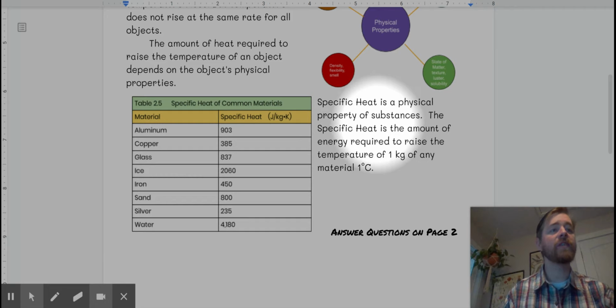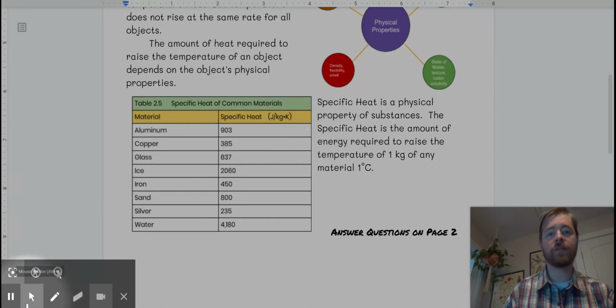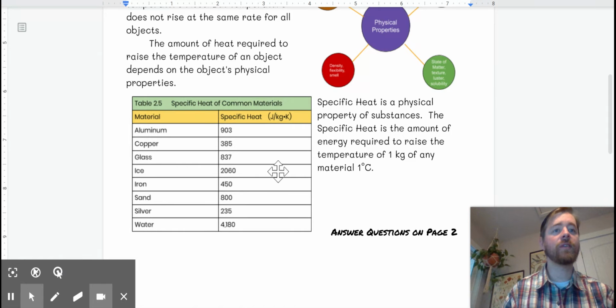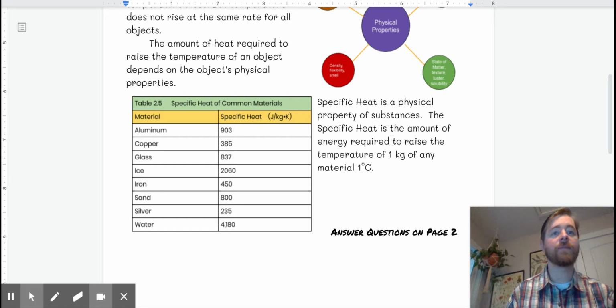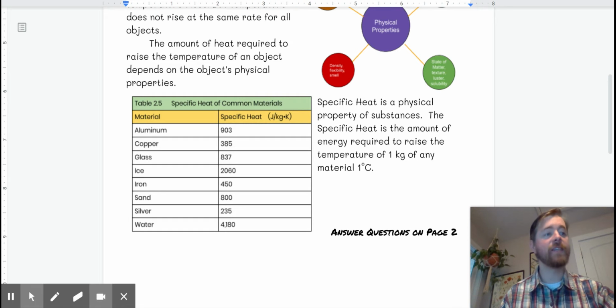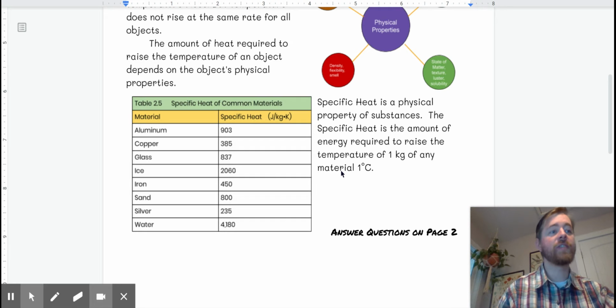The specific heat is the amount of energy required to raise the temperature of 1 kilogram of any material 1 degrees Celsius. Okay, so first let's talk about heat versus temperature. Temperature is the measure of how hot or cold something is. It's the average kinetic energy of the molecules in the object. Okay, heat is the actual energy that raises or lowers something's temperature if it's added or removed.